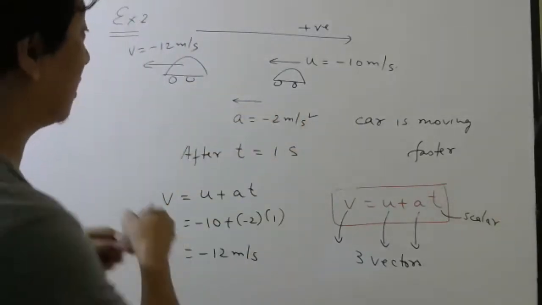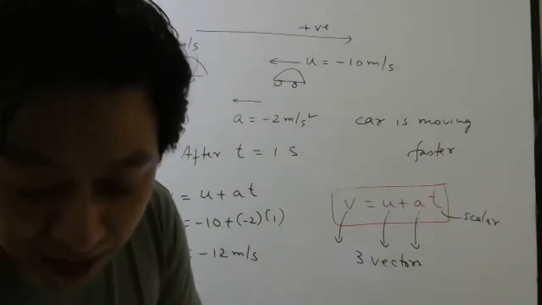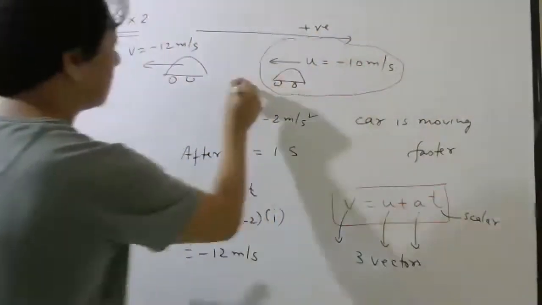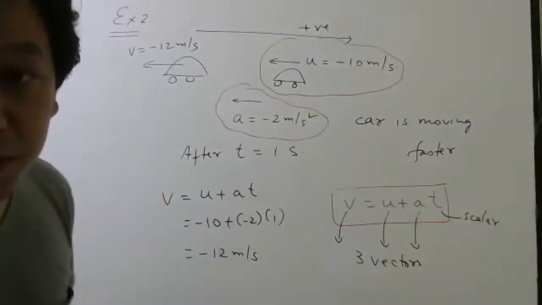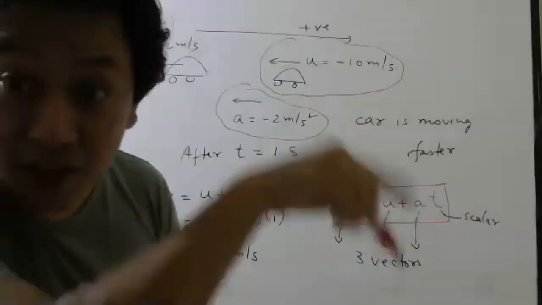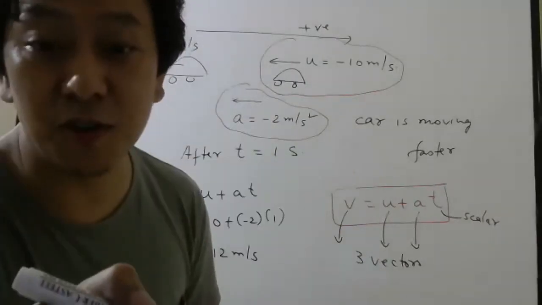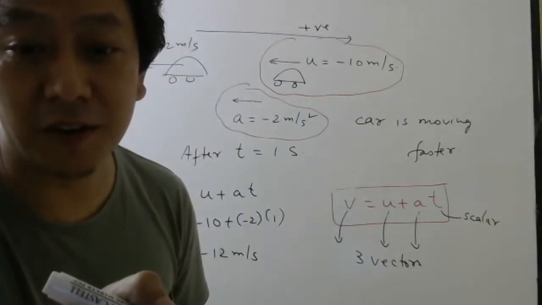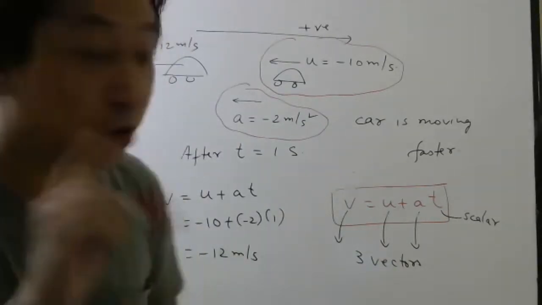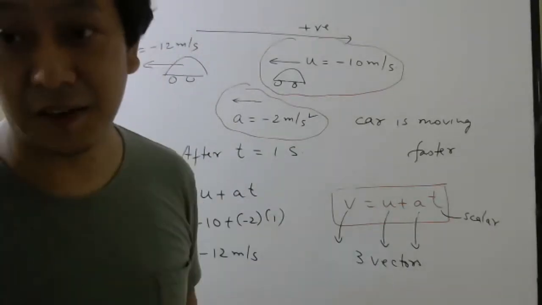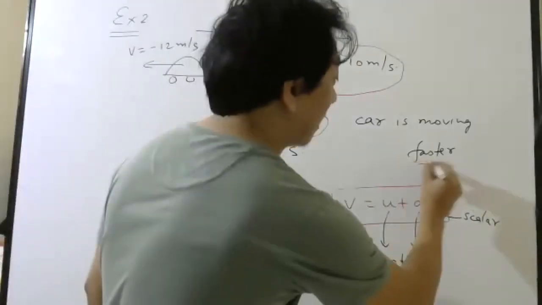So here you check the initial velocity and acceleration direction. Is the direction same or different? Velocity and acceleration, same. Previously also it was same. In the first case also it was same. So whenever velocity and acceleration are in the same direction, the car will move faster.